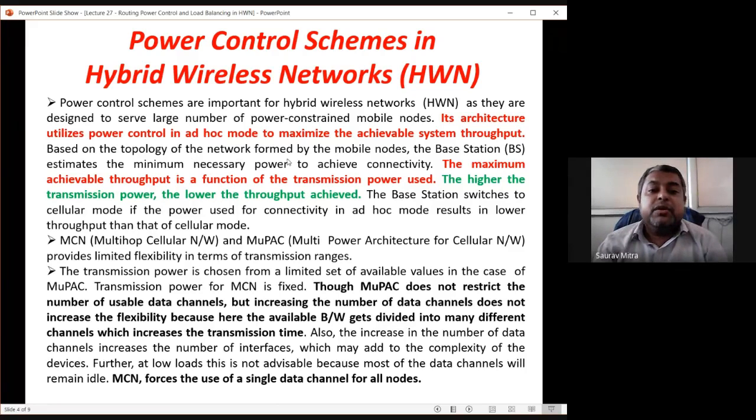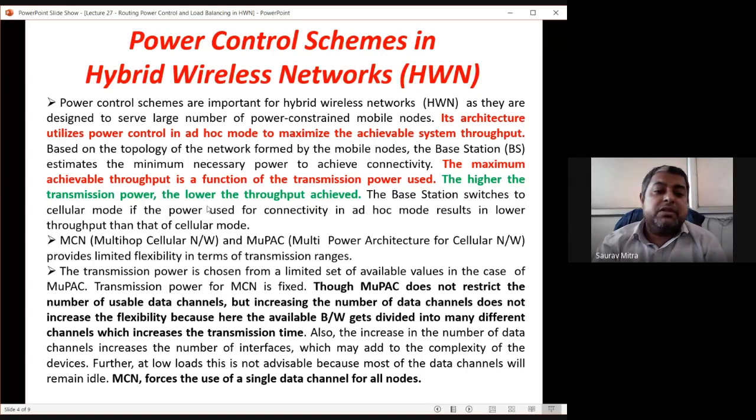The base station, based on the topology of the network from the mobile nodes, estimates the minimum necessary power to achieve connectivity. Maximum achievable output is a function of the transmission power used. So output will be maximized if the transmission power is minimized. Higher the transmission power, lower the throughput achieved. Throughput means network output, which is measured in terms of how many data packets are transferred. So the more the transmission power, the less the battery lifetime and the less the network lifetime. In that case, network output will reduce. And in other words, higher the transmission power, lower the throughput achieved.